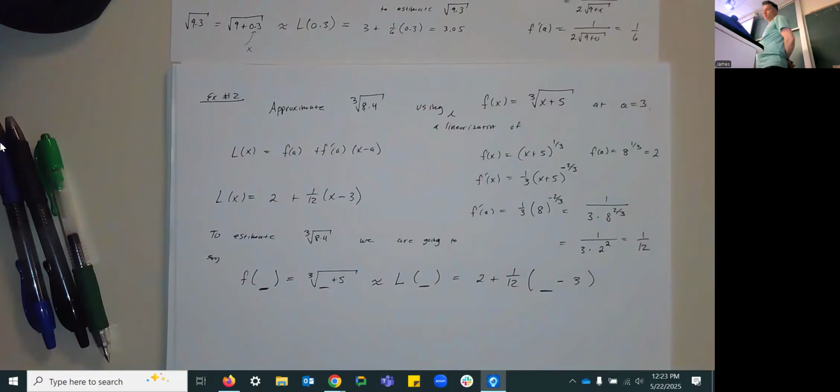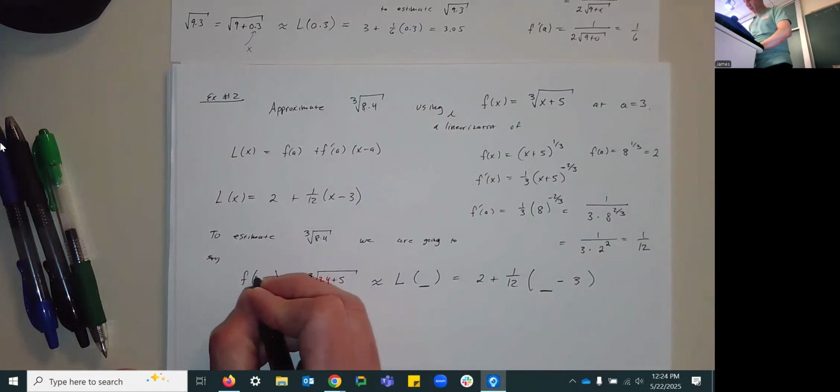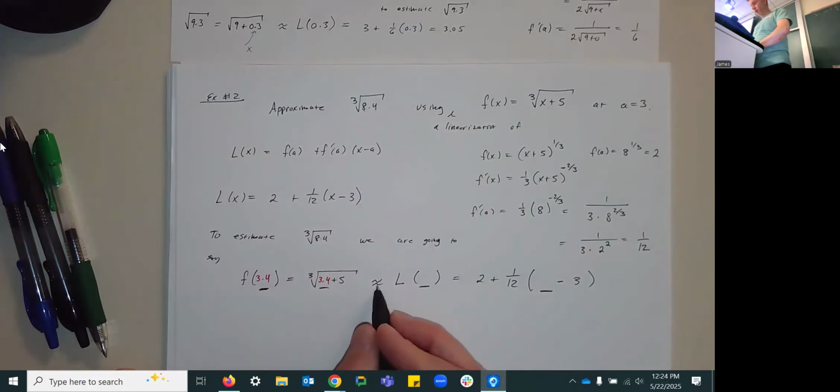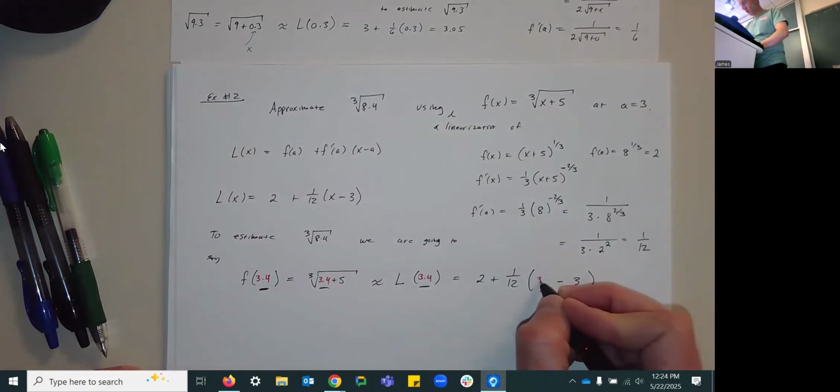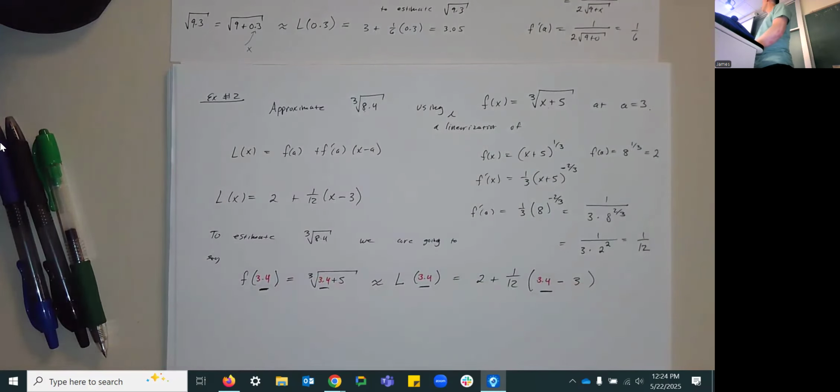We know we want to end up with the cube root of 8.4. So I need to have what number going in to add to 5? 3.4. Because 3.4 plus 5 will give me 8.4. So I need f of 3.4 to be approximately equal to L of 3.4, which is then going to be 2 plus 1/12 times 3.4 minus 3. It should make some amount of sense.